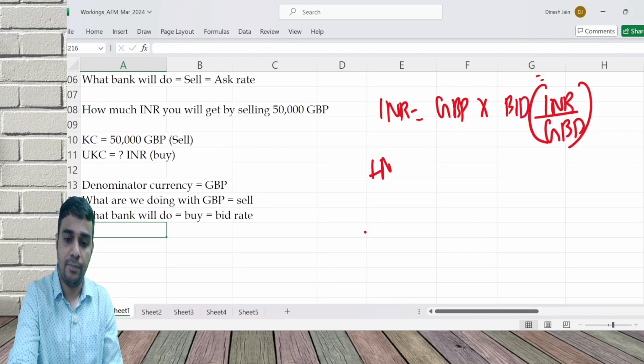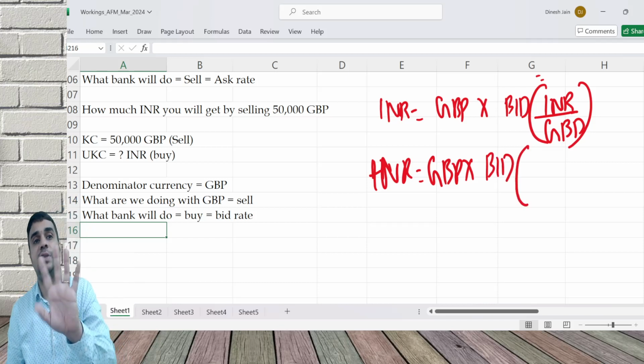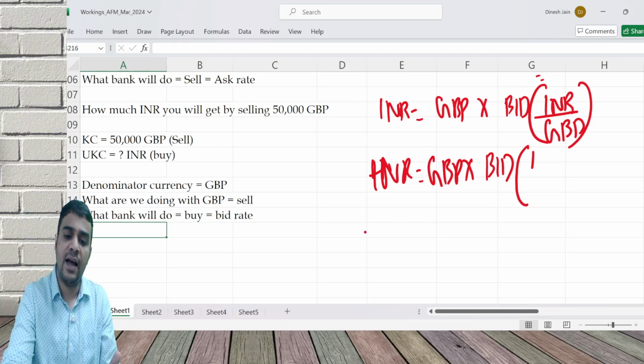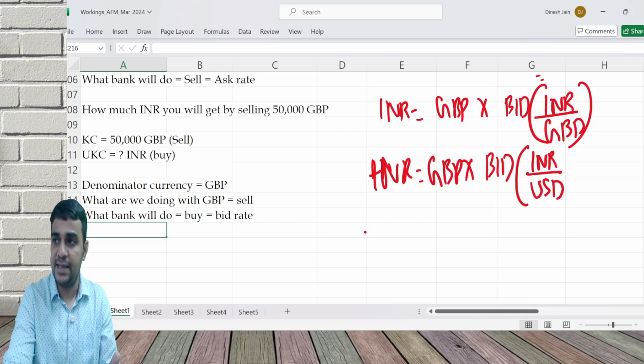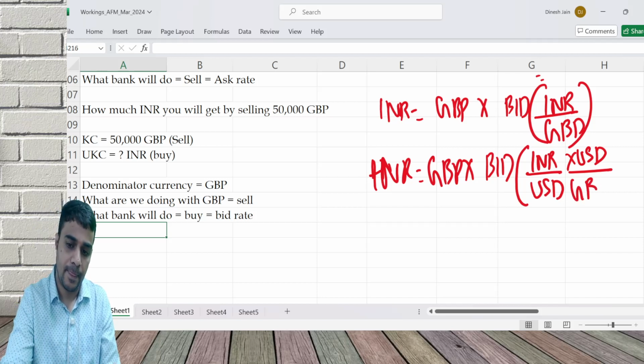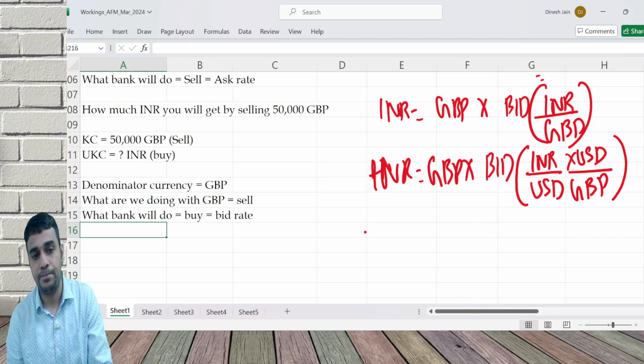Decided bid, okay. INR is equal to GBP bid. Do you have any quote between INR and GBP in the question? No. With INR, what is the connecting currency? INR by USD. Let me cancel the USD. The GBP is there. INR by USD into USD by GBP.